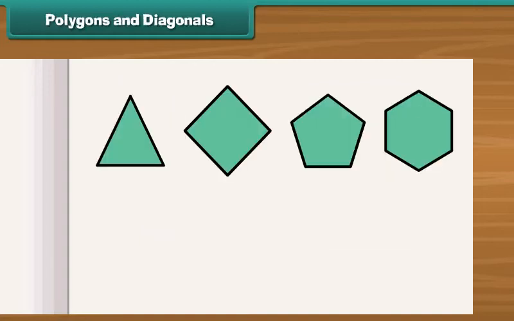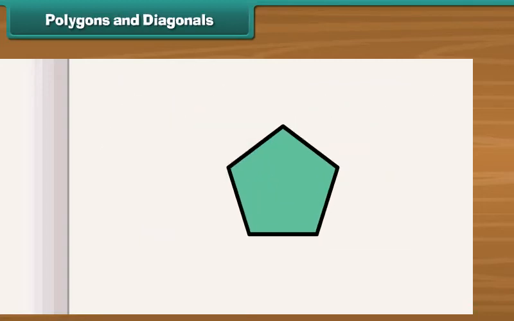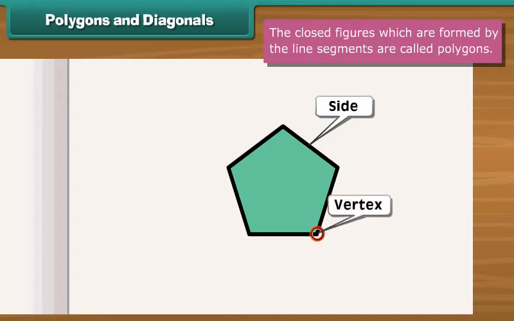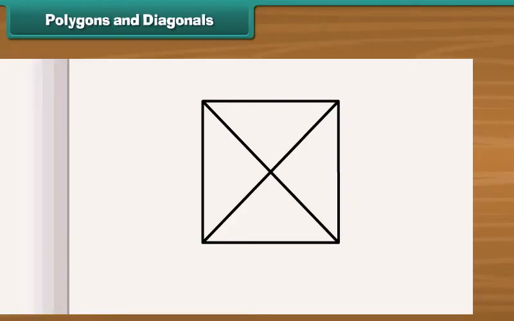Look at these closed figures. These are formed by the line segments. The closed figures which are formed by the line segments are called polygons. The line segment of a polygon is called its side. The point where two line segments meet is called its vertex. What will you call these line segments? The line segments drawn from one vertex to another vertex are called diagonals. A side of a polygon is not a diagonal.